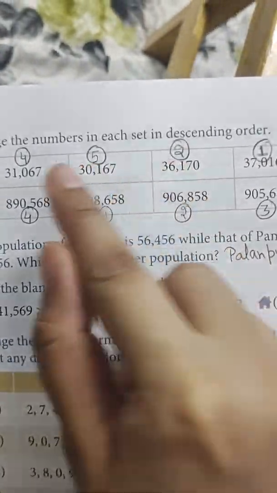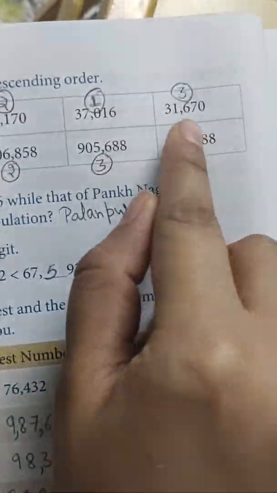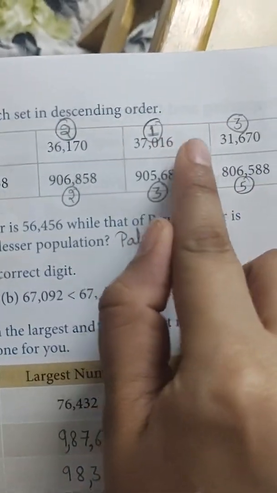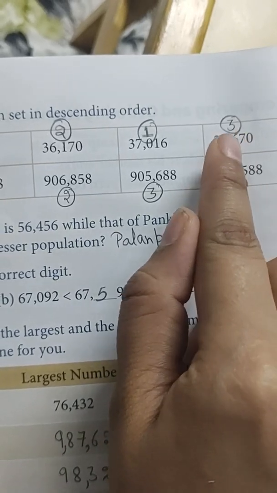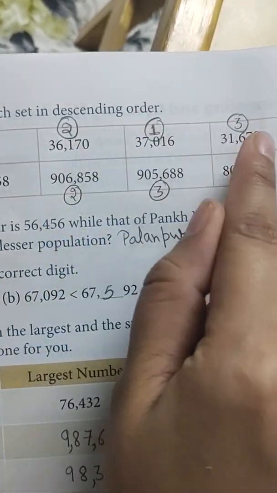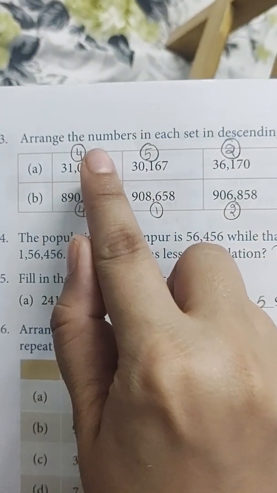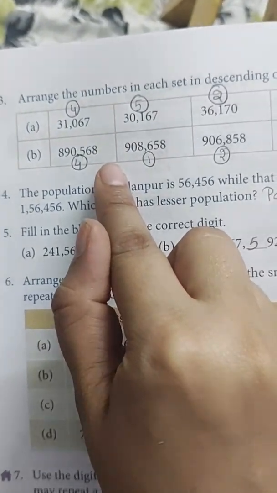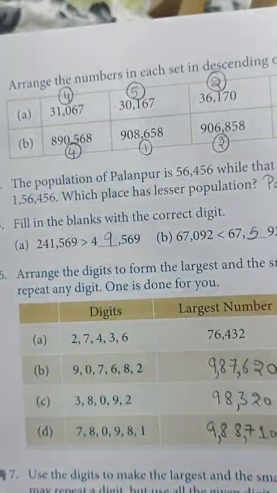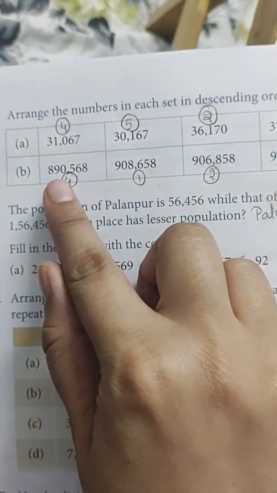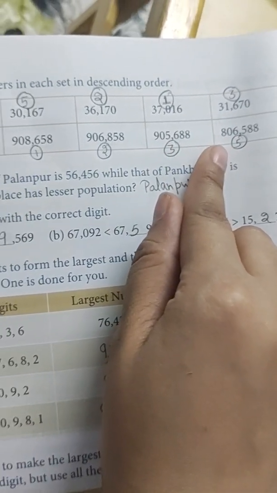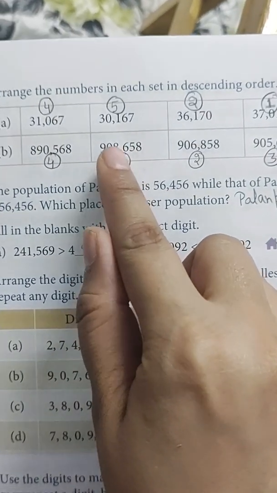Then we have 31 here and 31 here also, but this one has 0 as the third digit, whereas the other has 6 as the third digit, so this one is bigger. So 1, 2, 3, then it will be fourth and the last one is fifth. Now again we have to find the biggest number first: 890, 908, 906, 905, 806. So 908 is the biggest number.